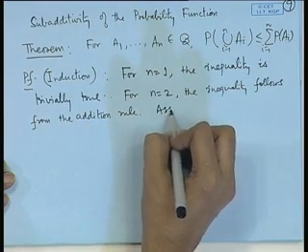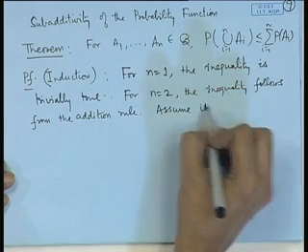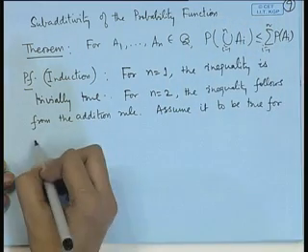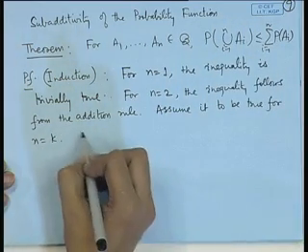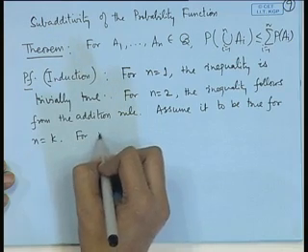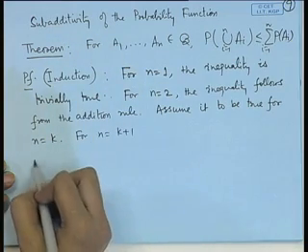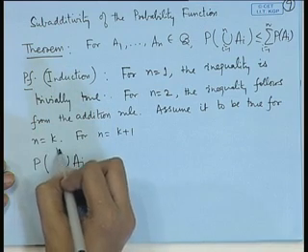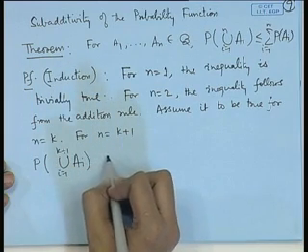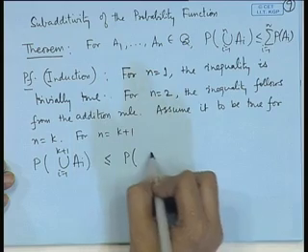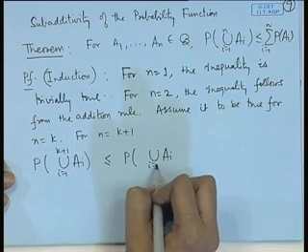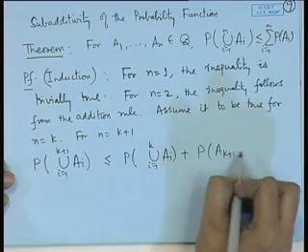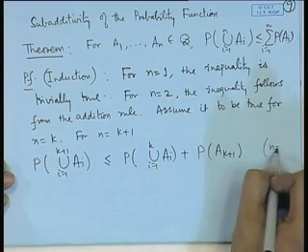So assume it to be true for, say, n is equal to k. Now for n is equal to k plus 1, we can write probability of union A_i, i is equal to 1 to k plus 1, is less than or equal to probability of union A_i, i is equal to 1 to k, plus probability of A_{k+1}, by using the result for n is equal to 2.